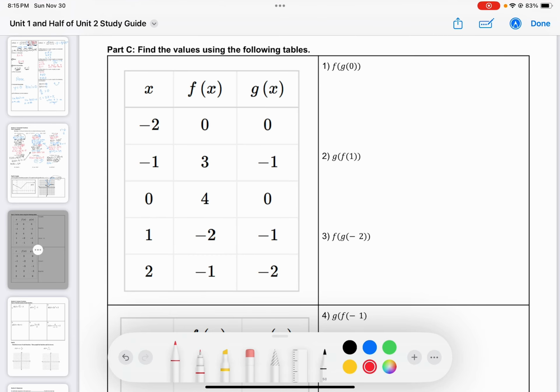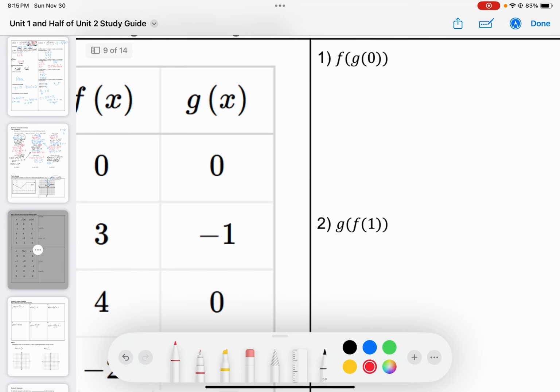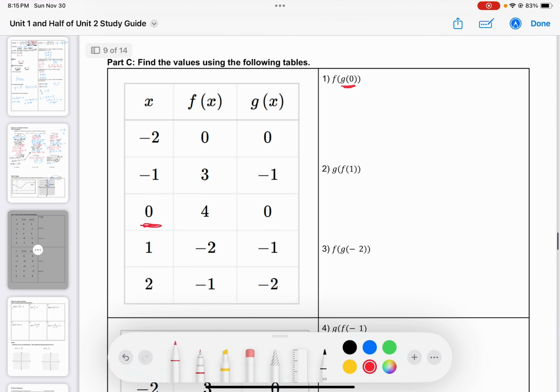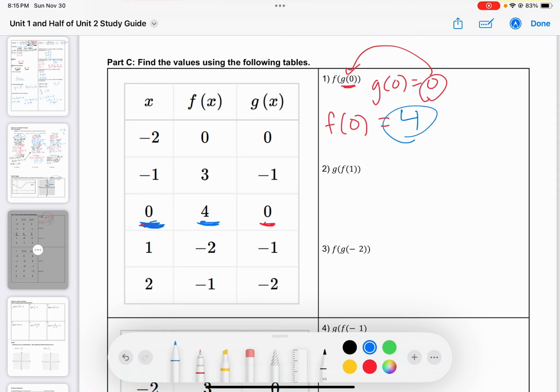Okay. All right. Tables. Tables are very important with these. We've got the g of 0. So let's start by finding the g of 0. So when x is 0, what is g? It's 0. So the g of 0 equals 0. Now I'm going to input that into f and find the f of 0. So when the input is 0, what is the output? It's 4. So the f of g of 0 is 4.